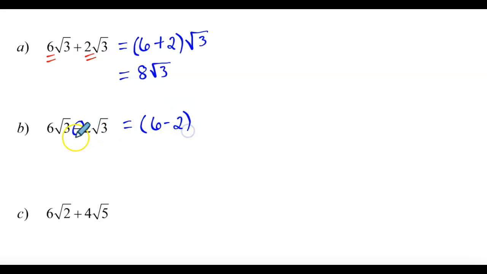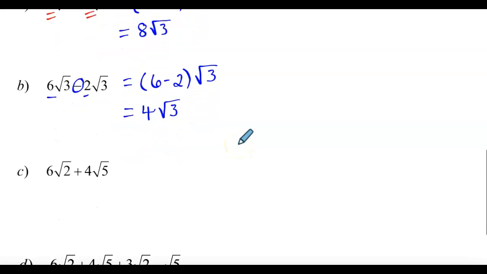And of course the coefficients are 6 and 2. And we multiply that by the square root of 3. And then one extra step to do the actual subtraction. 6 minus 2, of course, is 4. So we have 4 times the square root of 3.